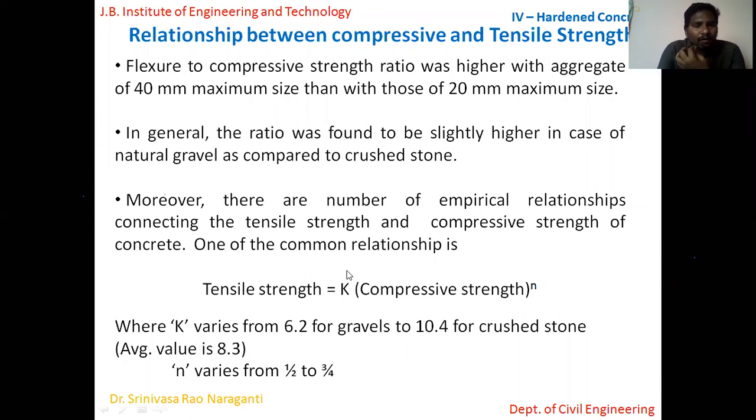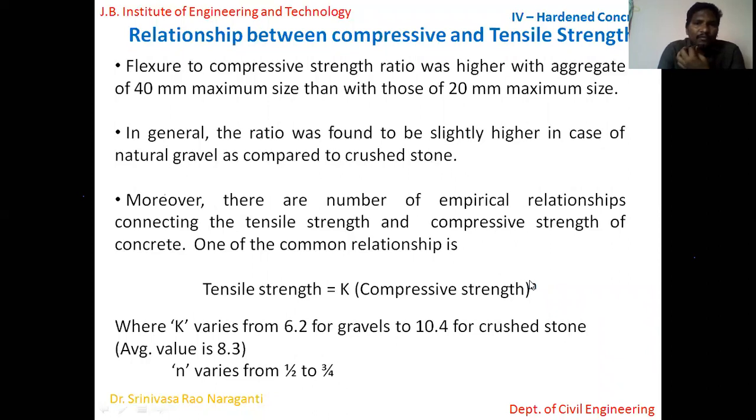Now there is one more empirical relation, apart from CRRL, proposed by other researchers across the world. So the general equation is we take tensile strength is equal to K times compressive strength power N. K is some kind of a constant and N is one more constant. They vary based on the type of aggregate you are using. So K value varies from 6.2, that is for gravel, to 10.4 for crushed stone. So based on the type of coarse aggregate you're using, the K value changes, and based on that, we substitute the K value. N value varies again from half to 3 by 4.